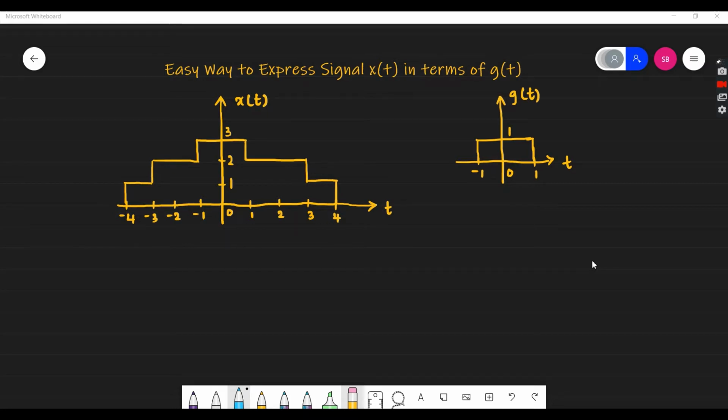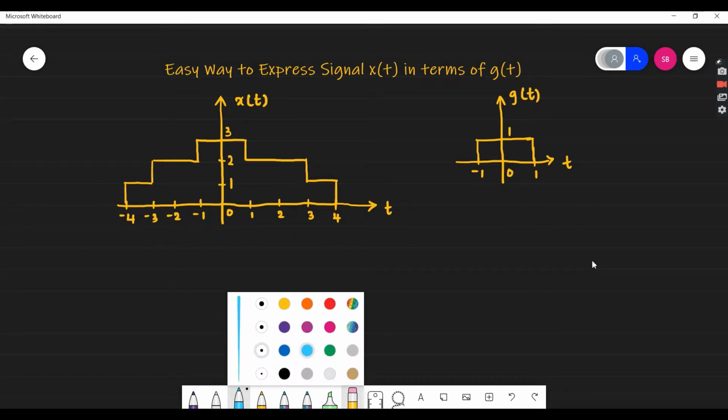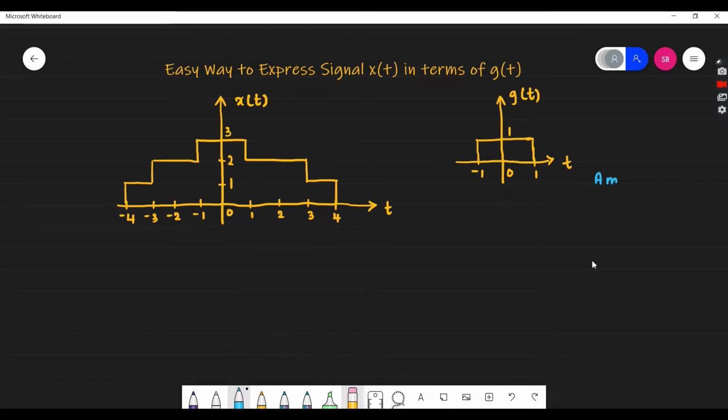One of the easiest methods in which we can try to solve this problem is, if I compare these two signals, the highest possible amplitude of your g of t signal is 1. Maximum possible amplitude of this g of t signal is 1. The maximum amplitude of this x of t signal is equal to 3. So 1, 2 and 3.